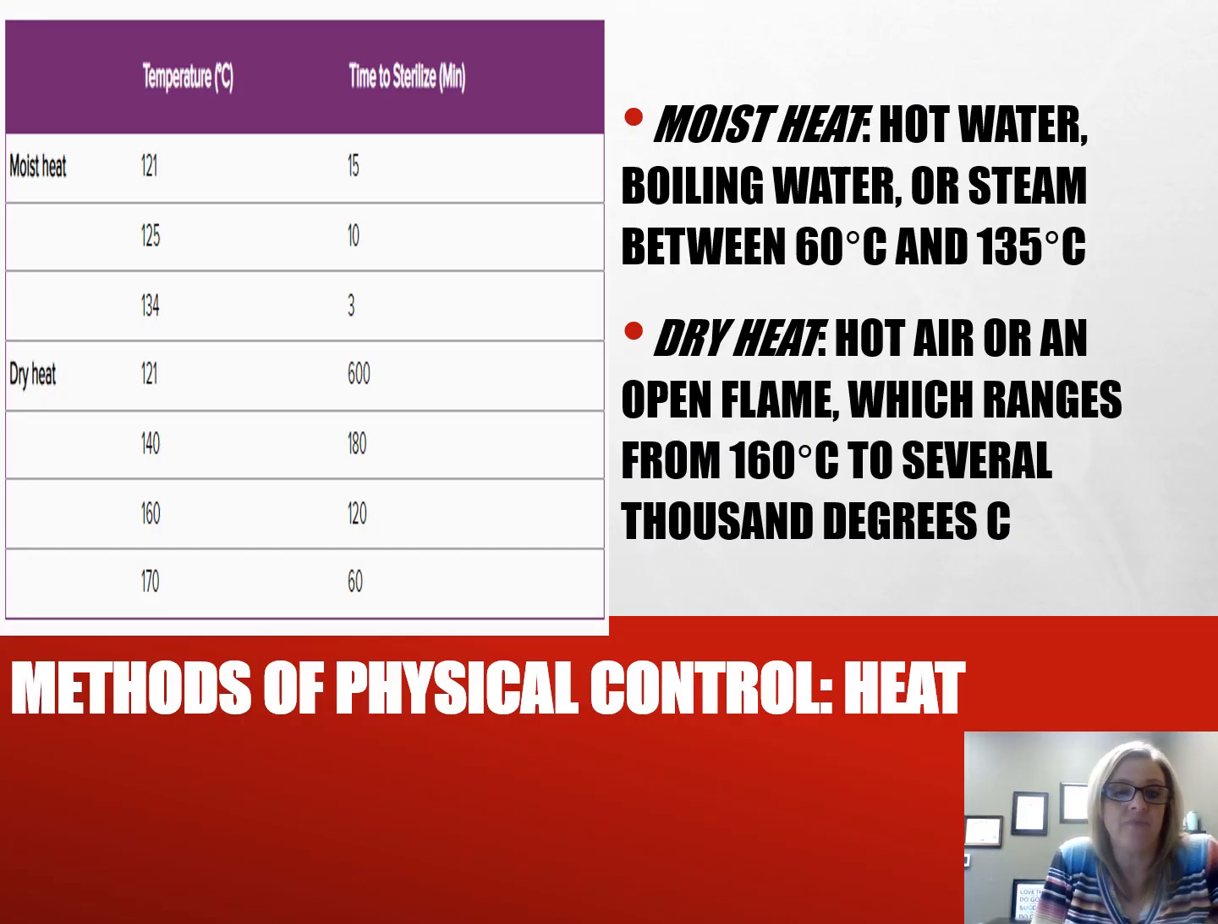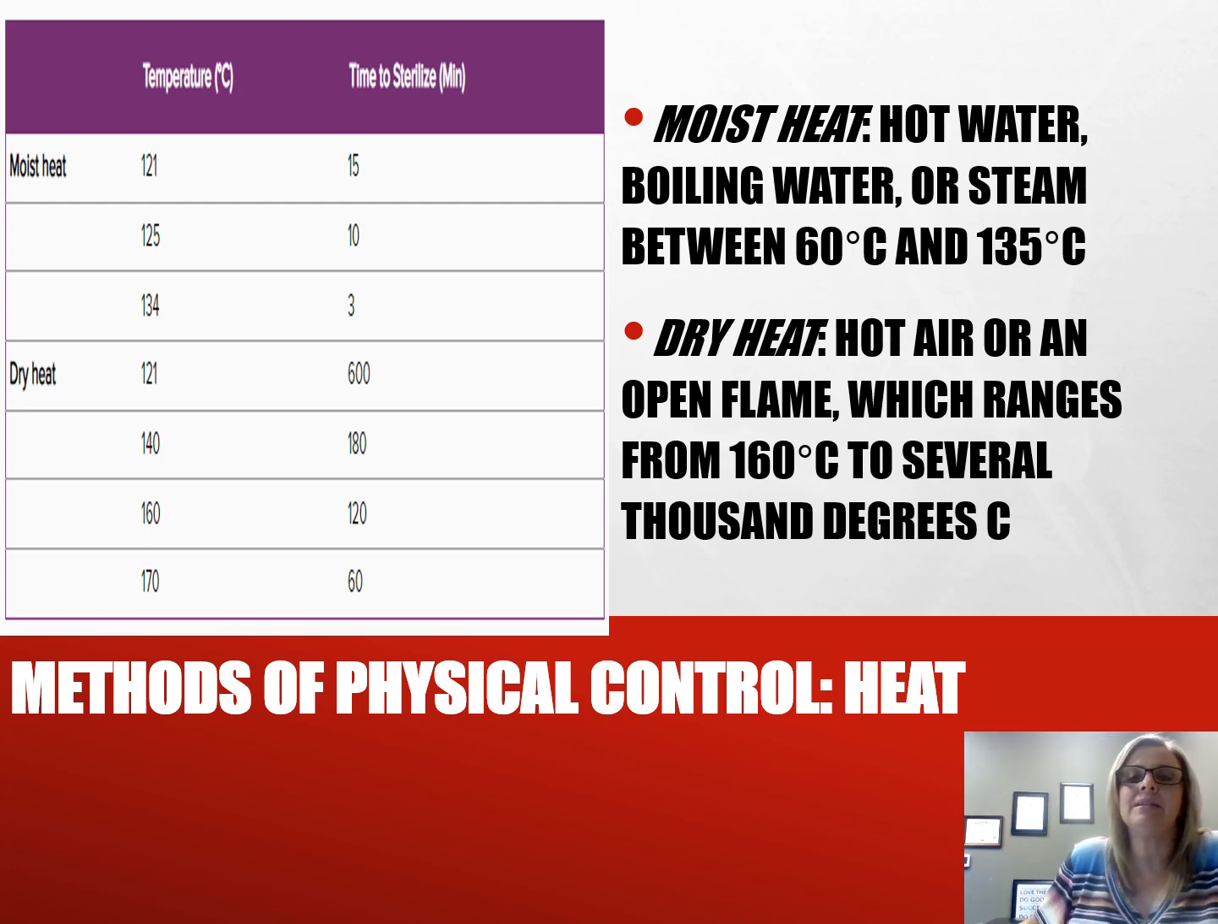So another method of physical control here is moist heat and dry heat. These work a little bit more effectively in certain situations. Elevated temperatures, a higher temperature that is more than the maximum growth temperature, is going to be microbicidal. Cidal, remember, means to kill. Okay, a lower temperature below the minimum growth temperature is microbistatic. Okay, so they're going to inhibit growth, not necessarily kill.